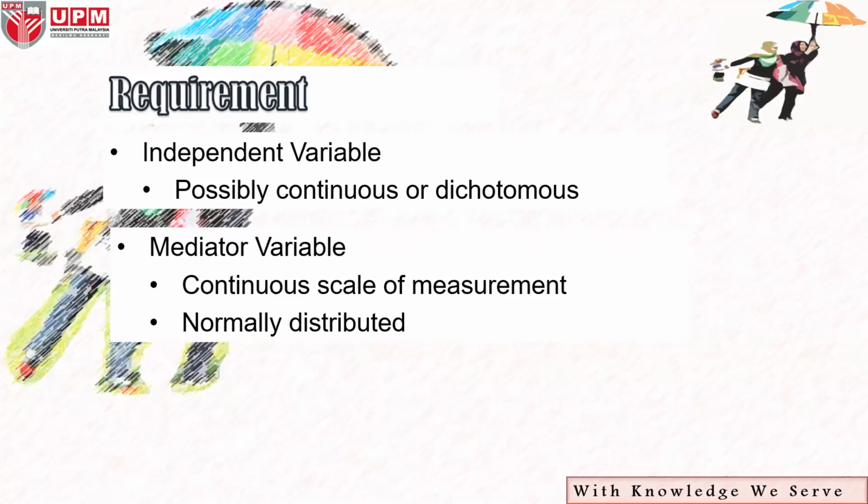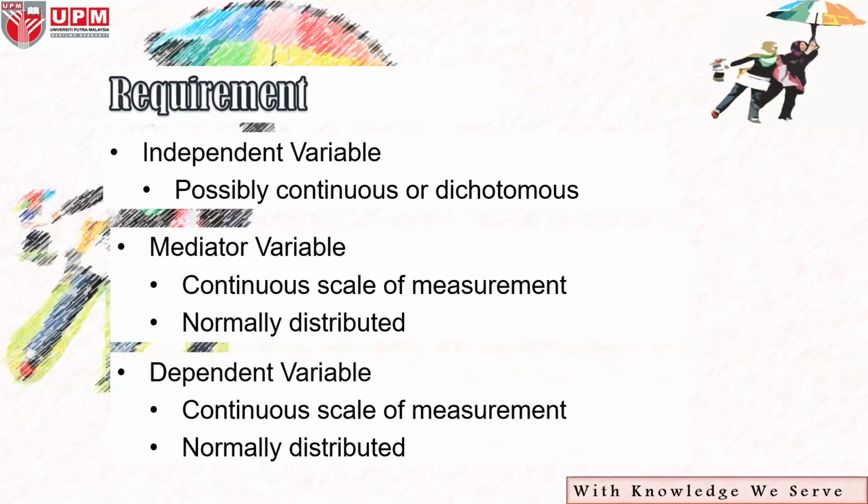And then for the mediator variable, it must be in continuous scale of measurement and must be normally distributed. For the DV, continuous scale of measurement and must be normally distributed. Dua-dua. So IV je boleh jadi dichotomous. It can be categorical or continuous variable.